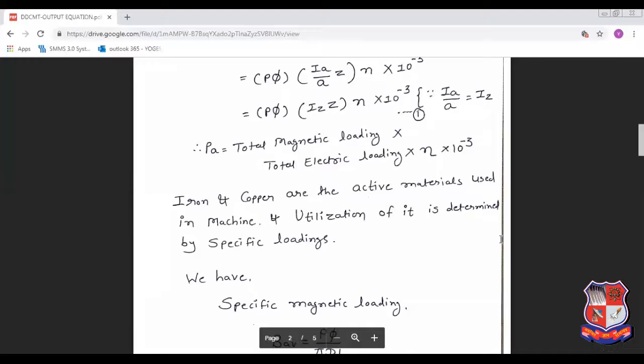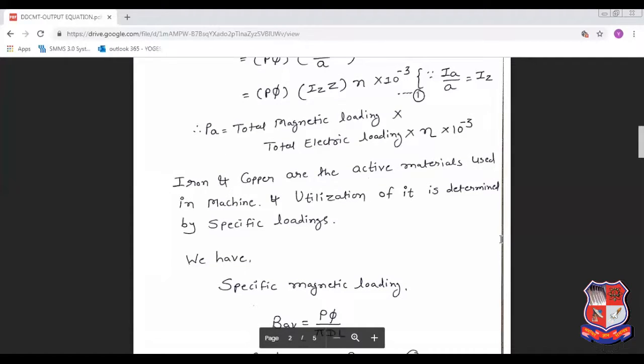Total loading is described. Total magnetic loading is the total flux around the armature periphery at the air gap. I repeat again, total magnetic loading is the total flux around the armature periphery at the air gap. And total electric loading is the total number of ampere conductors around the armature periphery at the air gap.